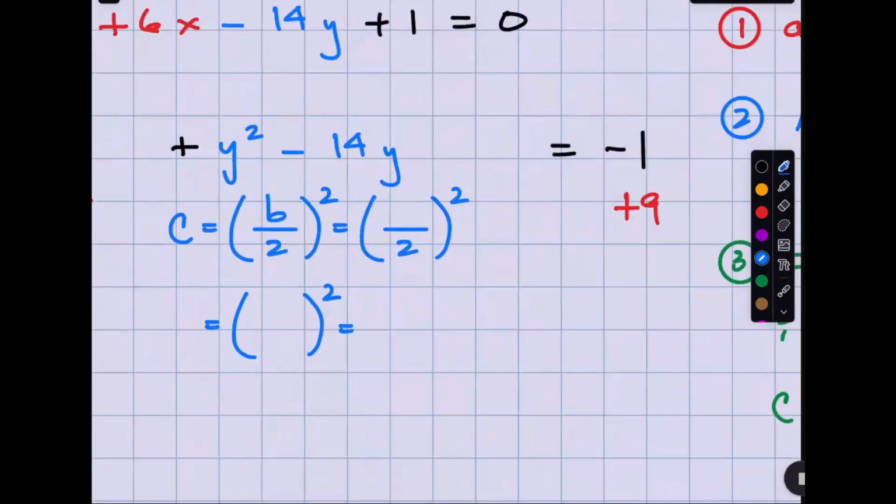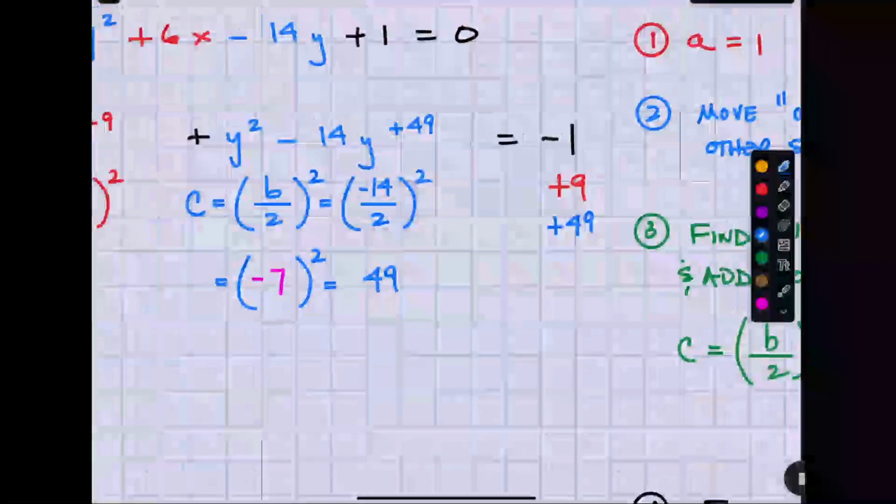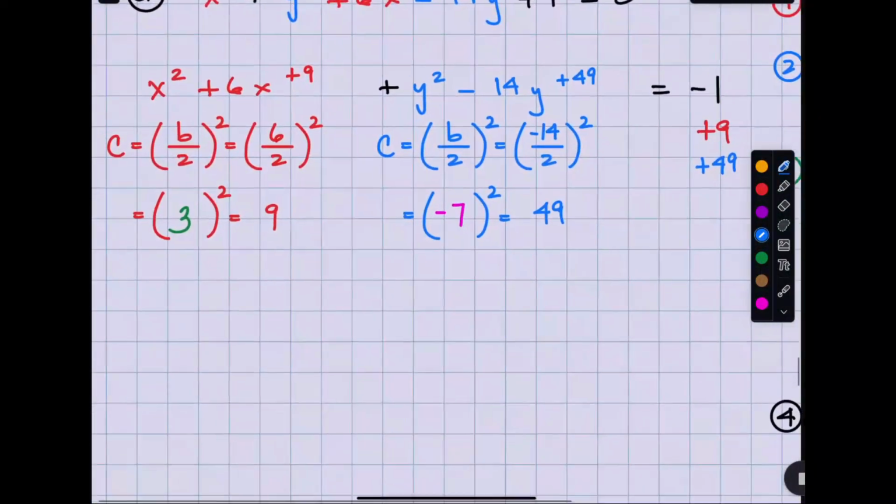All right. So what's the b here? Negative 14. What's negative 14 divided by 2? Negative 7. What's negative 7 squared? 49. So you don't square root. Why are we square rooting the 49 for? It's b divided by 2 squared. There's no square root to that.